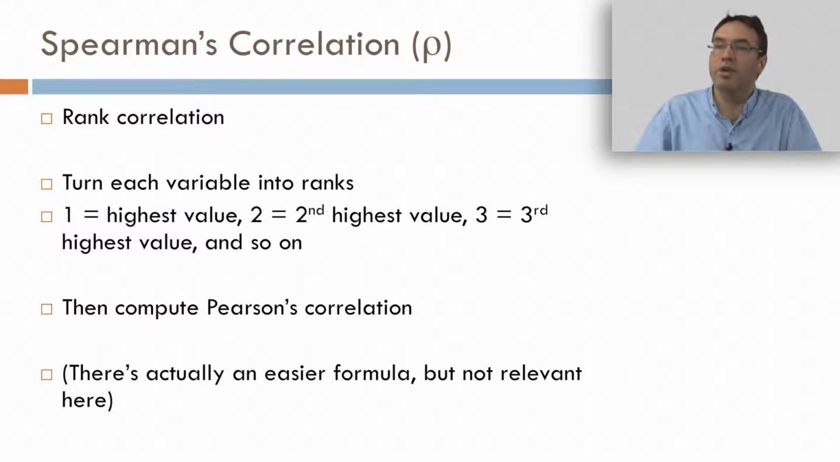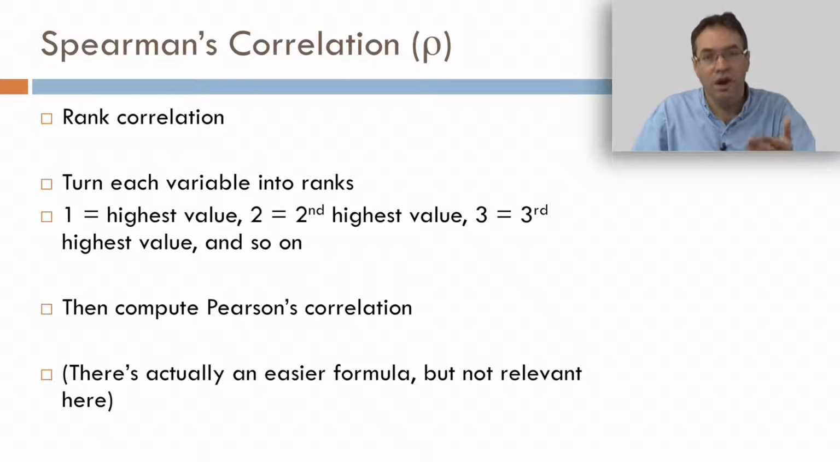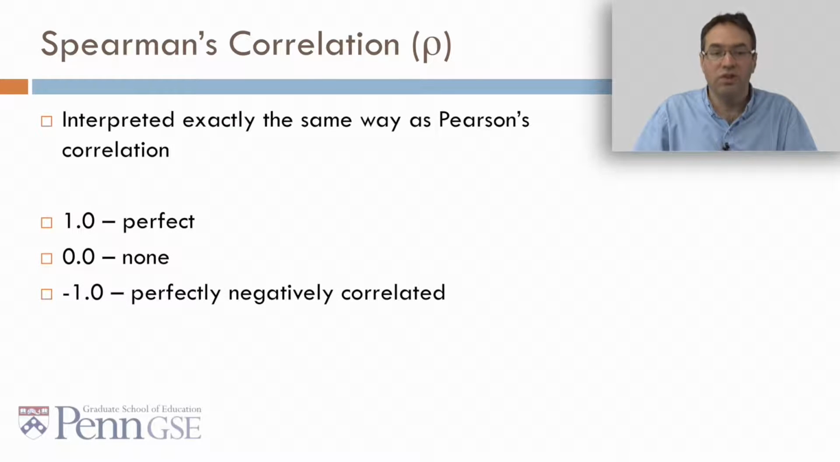Spearman's rho is popular in cases where you have lots of outliers, or a relationship that's monotonic, but not particularly linear. It's interpreted exactly the same way as Pearson's correlation, with 1 being perfect, 0 being no correlation at all, and -1 being perfectly negatively correlated, just like my Uncle Jerry's tips on the stock market.